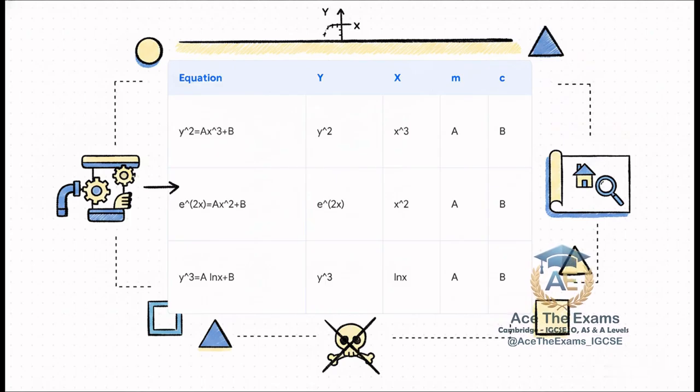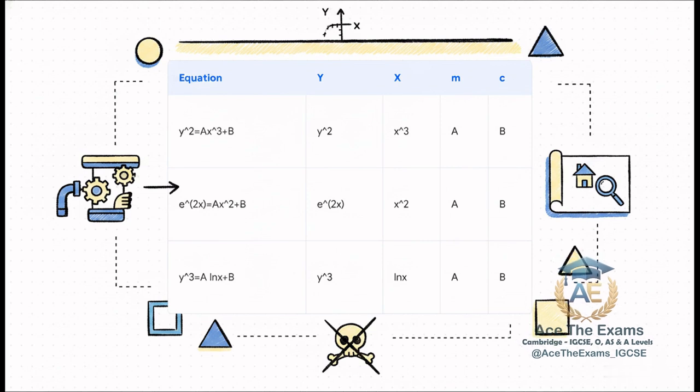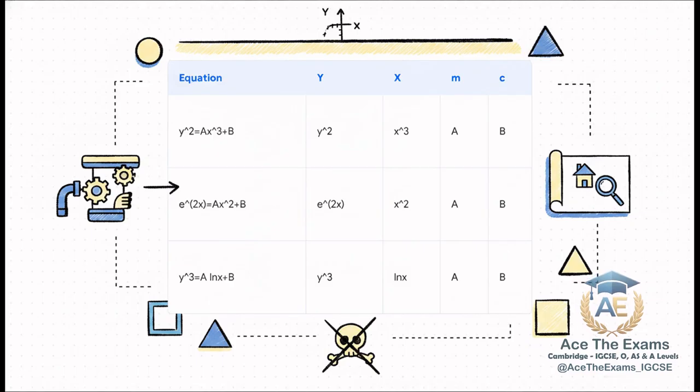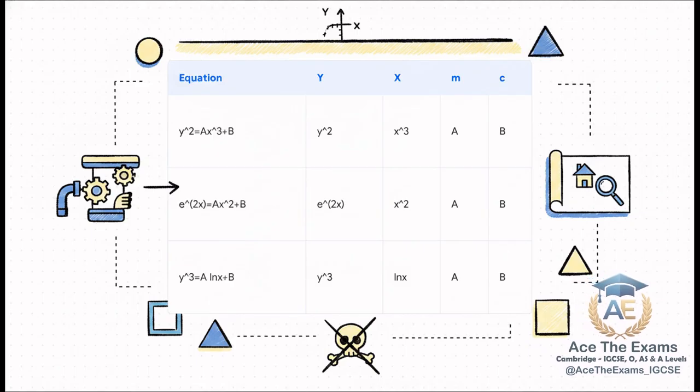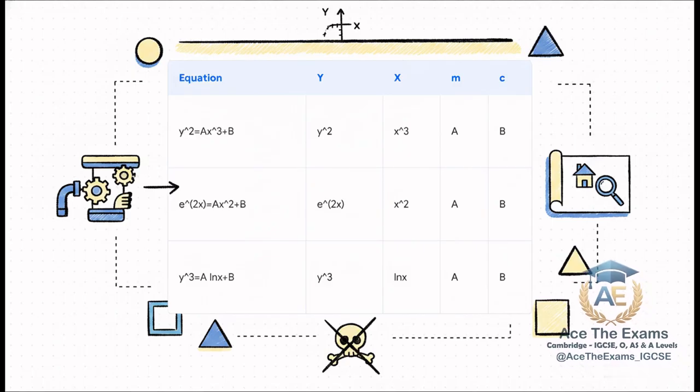It looks absolutely terrifying, right? But it's the exact same blueprint. Your y-axis variable is the entire term, e to the power of 2x. Your x-axis variable is x squared. The gradient is a, the intercept is b. And the third one, y cubed equals a times the natural log of x plus b. Y-axis is y cubed, x-axis is ln x, gradient is a, intercept is b.